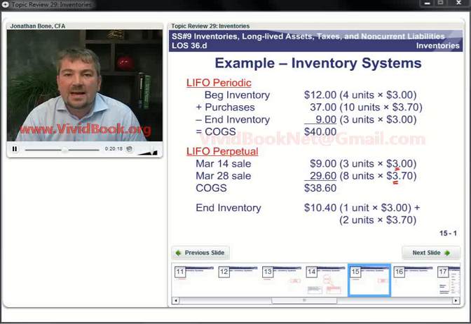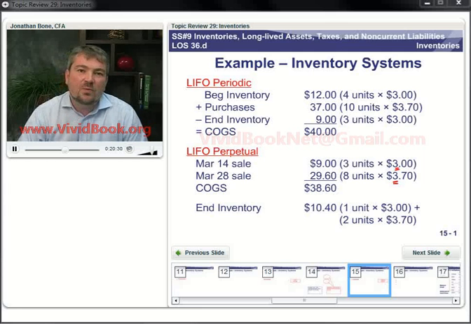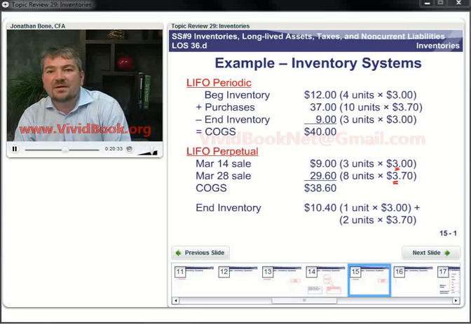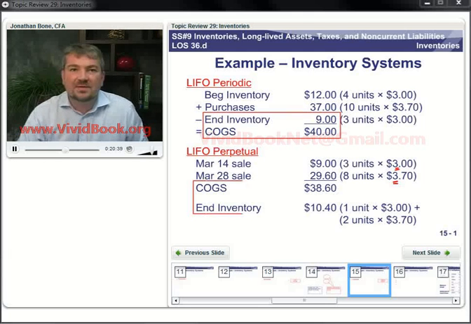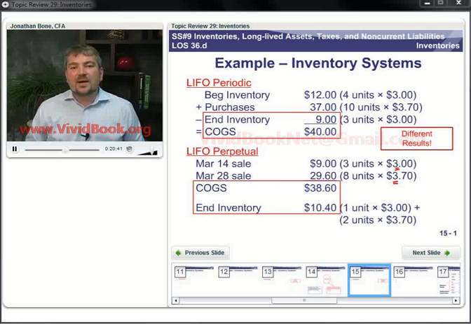What would our ending inventory represent? Well, we've got 1 unit of beginning inventory left at $3 and 2 units of those purchases at $3.70. So 1 times 3 plus 2 times 3.70, we'd get an ending inventory of $10.40. Again, the key thing therefore to note on this one is we get very different results using periodic and perpetual if we are using LIFO.